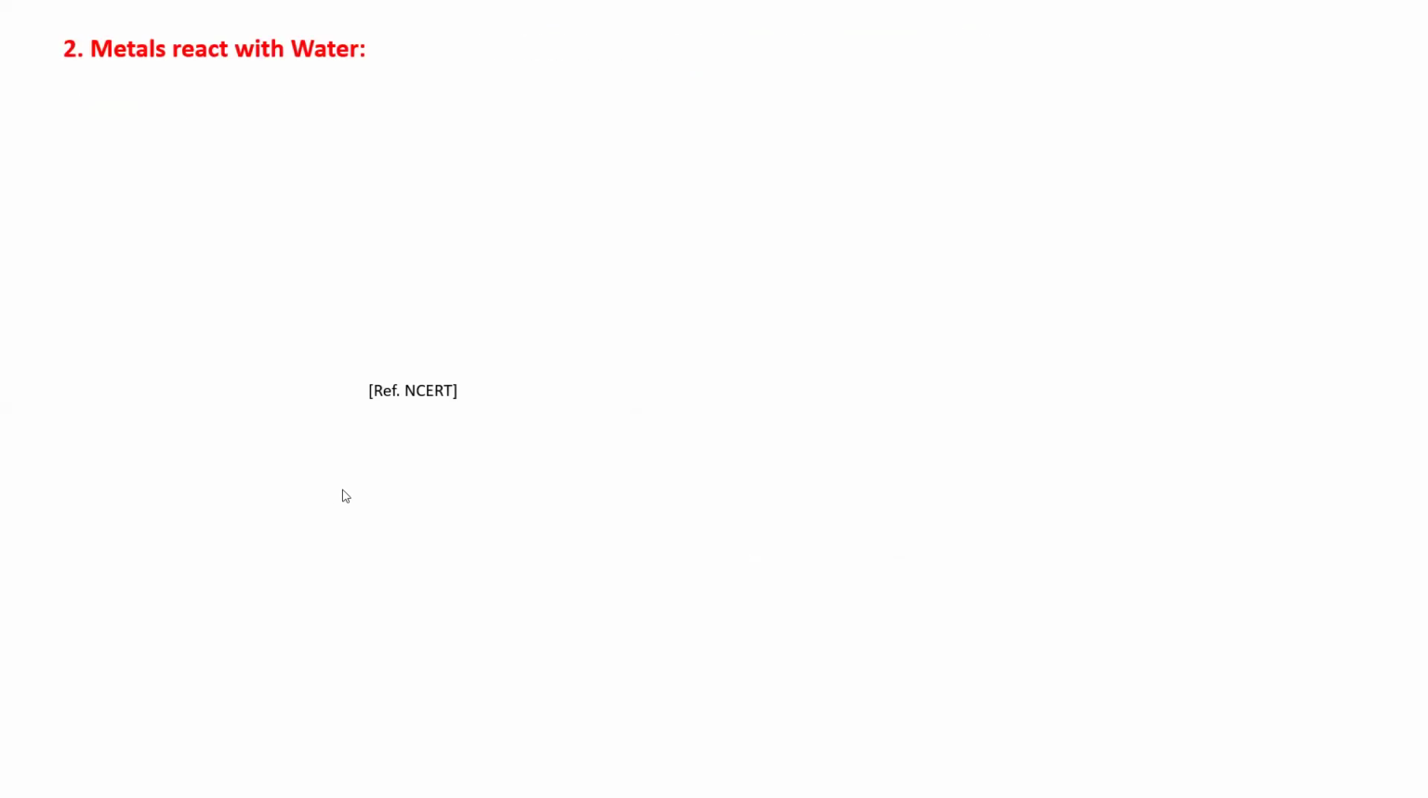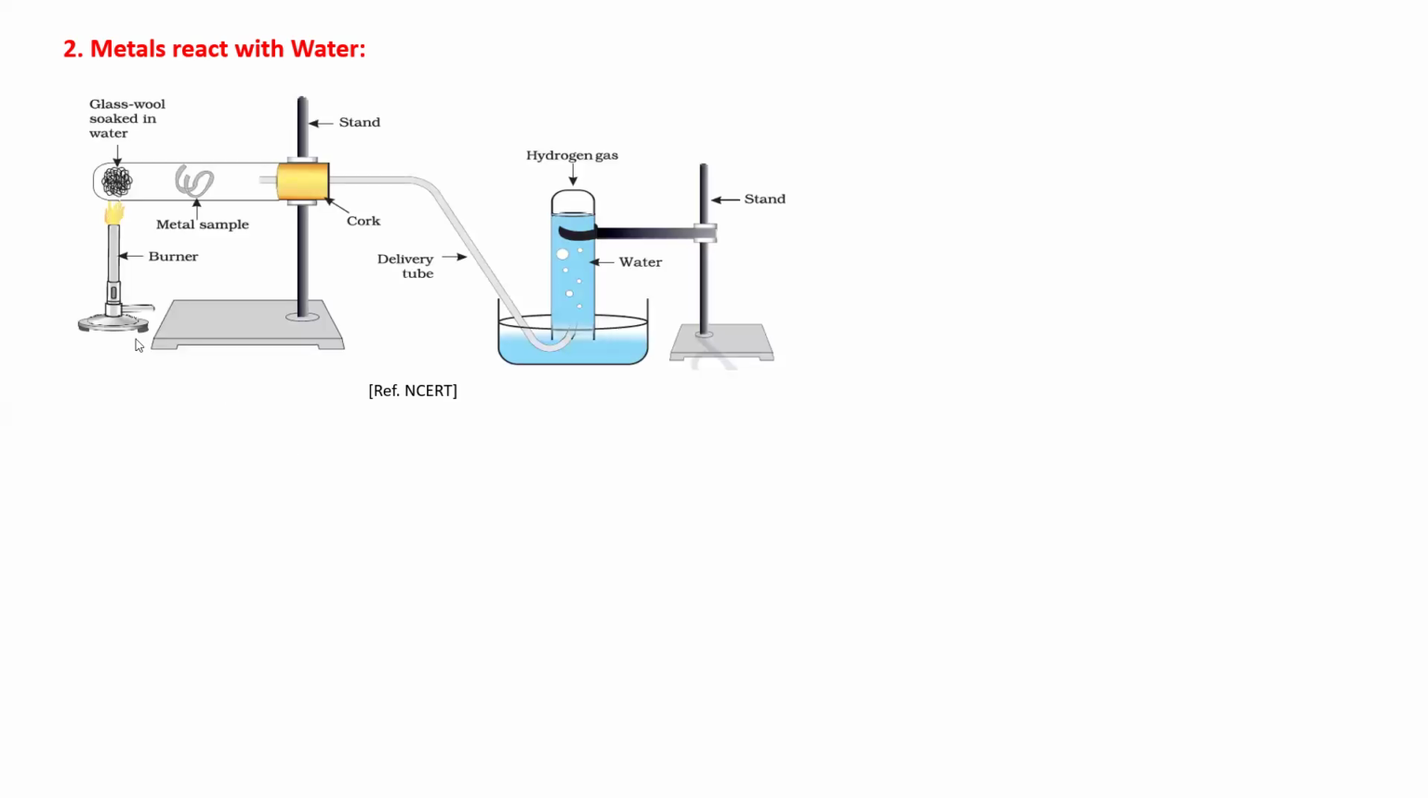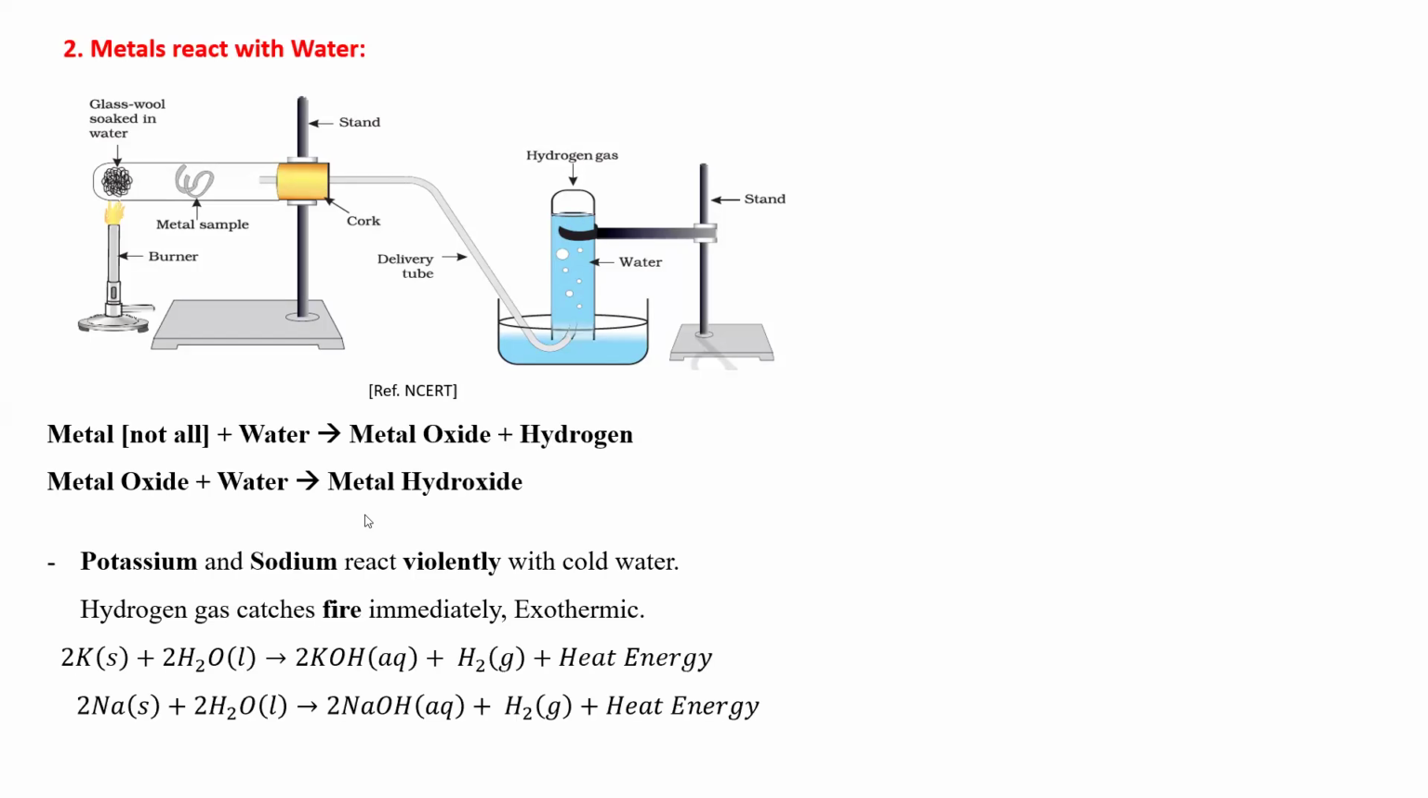Next, metal with water. How is metal going to respond with water? Here you'll see that not all metals react with normal cold water. Some will react with hot water. Some metals require steam. So this is the experimental setup. Here you see we have glass wool soaked in water and finally metal samples. When it is being heated, some metal samples get the steam, some get the hot water. Finally, they react and hydrogen gas evolves here.